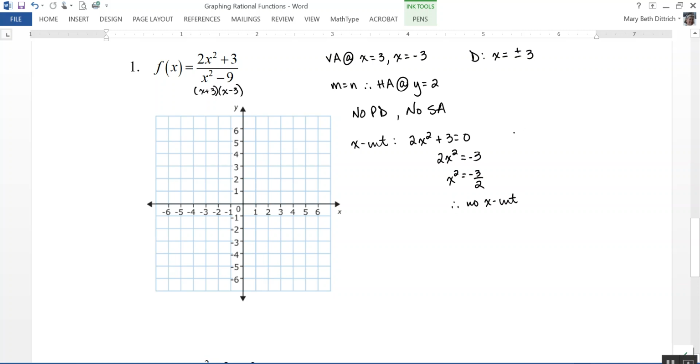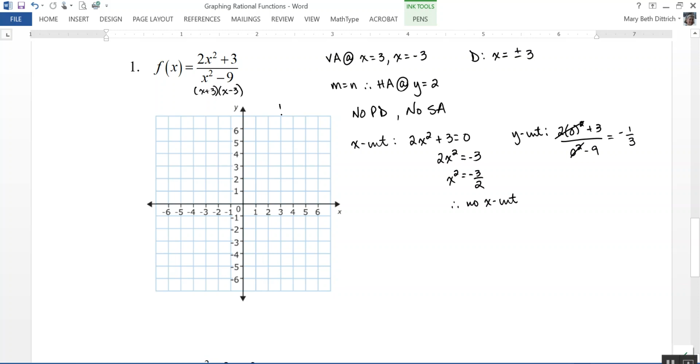And then I have a y-intercept when x is equal to 0. So let's go ahead and plug 0 in for x. So 2 times 0 squared plus 3 over 0 squared minus 9 is going to give me, that goes away, 3 over negative 9, or negative 1/3. All right, so there's a whole lot of information. Let's go ahead and draw some stuff on the graph here.